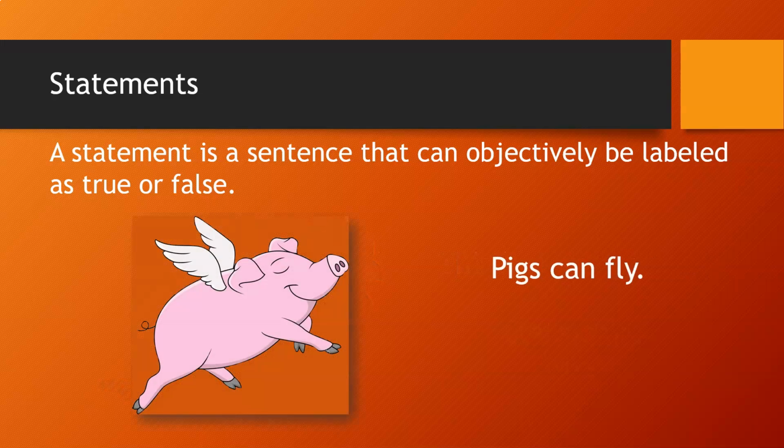If I say pigs can fly, I've also made a statement, because objectively we can decide whether that statement is true or false. In this case, it's false. Pigs can't fly. So it's important to remember that a statement can be determined to be either true or false, and yes, false statements are still statements.